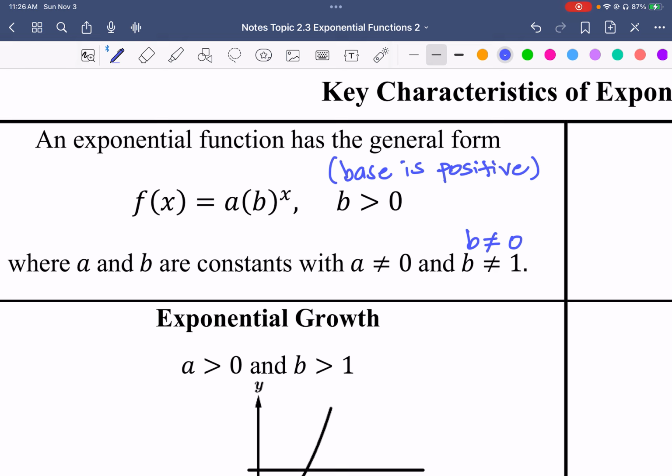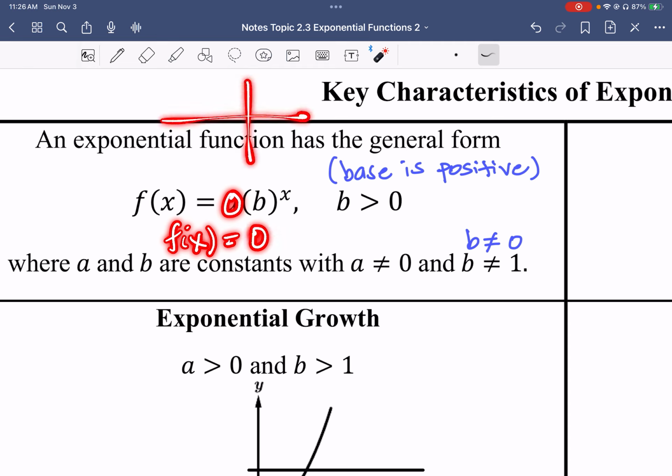Let's see what would happen if a were equal to 0, because we're saying that there are these three restrictions here. If I were to put 0 here, 0 times b to the power of x would just be 0, because anything times 0 is 0. This is just a constant line on the x-axis, y equals 0. Notice that's just a constant horizontal line, which would not produce an exponential function. So that's why a cannot be 0.